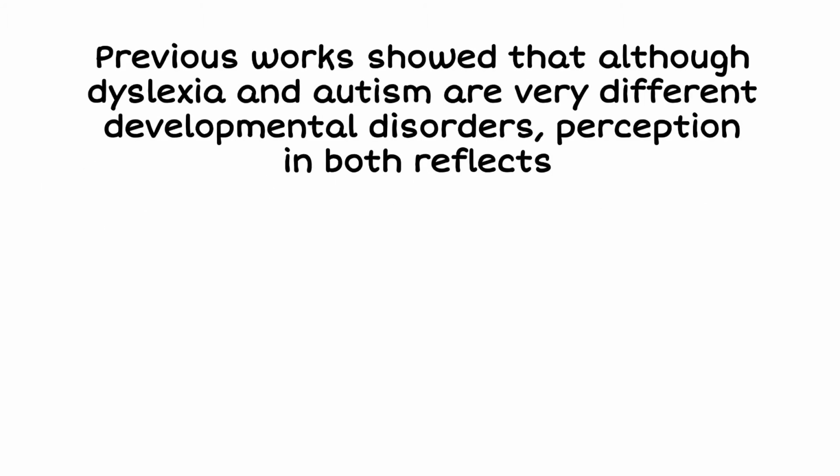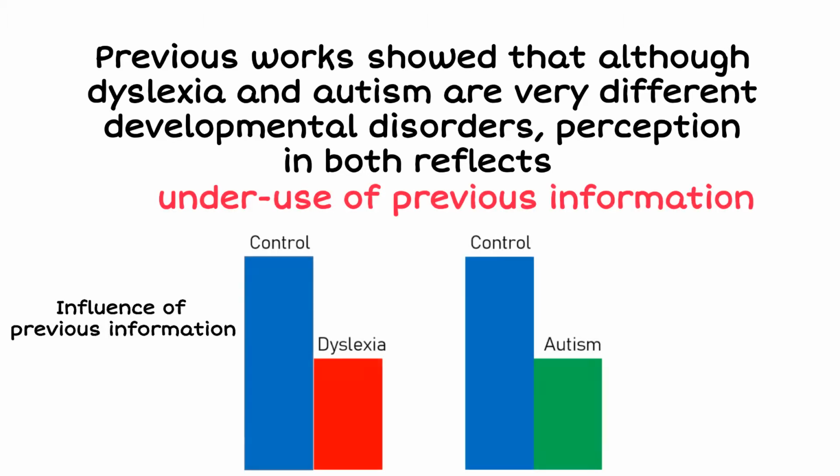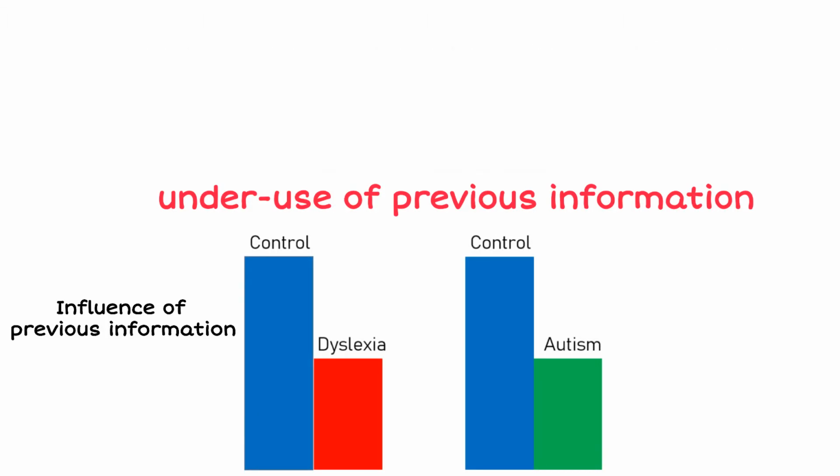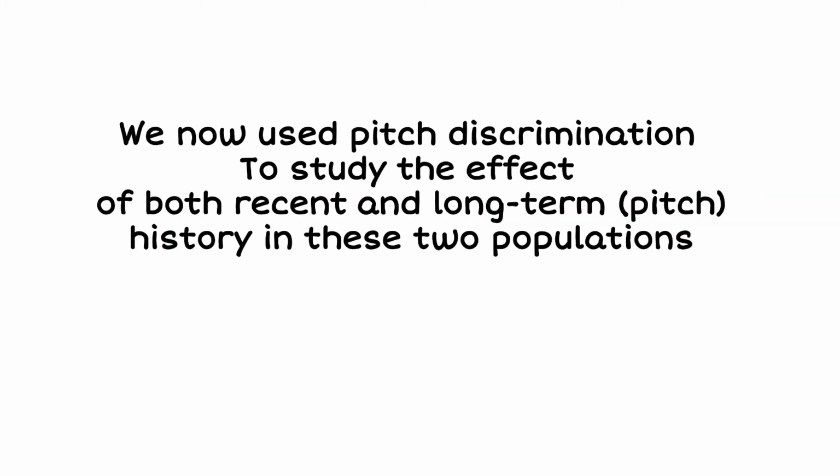Previous works showed that although dyslexia and autism are very different developmental disorders, perception in both reflects underuse of previous information. We now used pitch discrimination to study the effect of both recent and long-term history in these two populations.